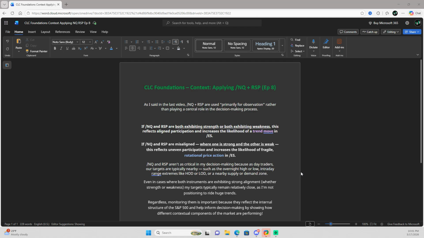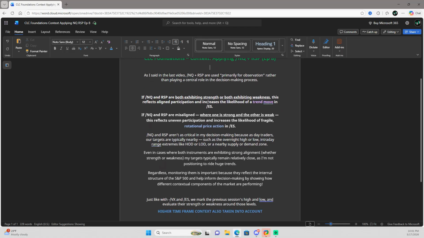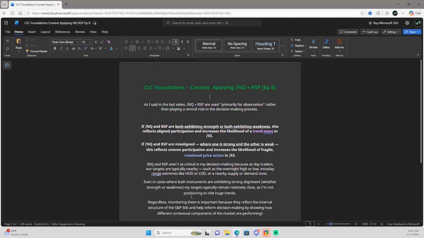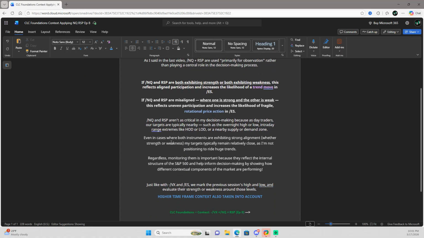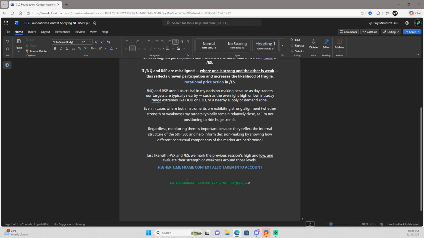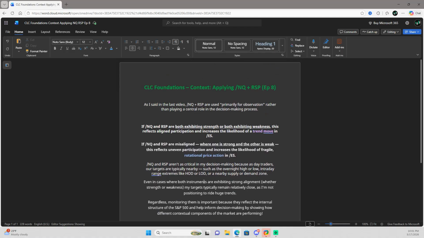All right, guys, episode number 8 here, applying NQ and RSP. So we've discussed on a basic level what NQ and RSP represent and why they're important for us to be watching. So now we can actually move into understanding how they integrate into the contextual analyses. There's not a lot of information that you guys have to understand. There are a few very important key points that we're going to hit home on. But by the end of this video, which shouldn't take too long, you guys will have a sufficient understanding here.